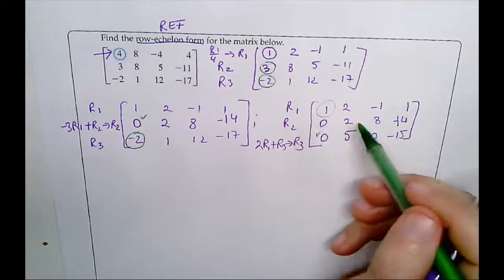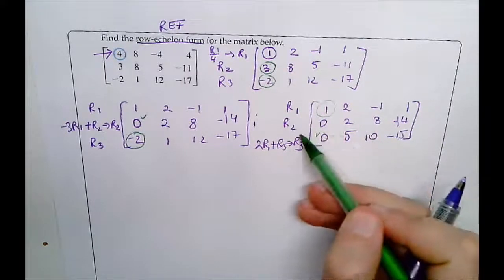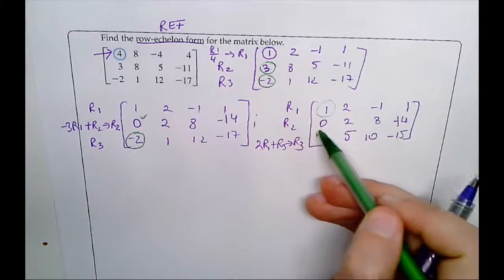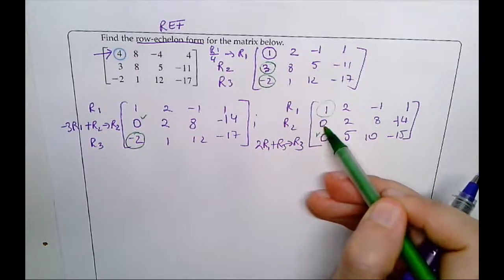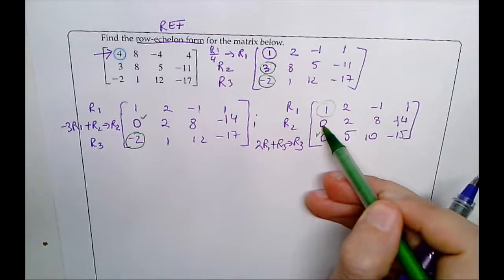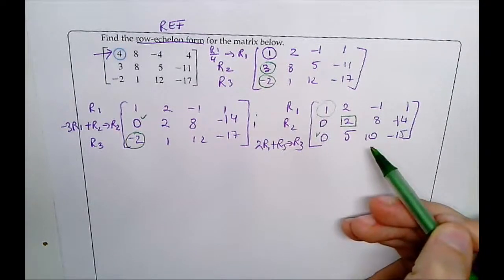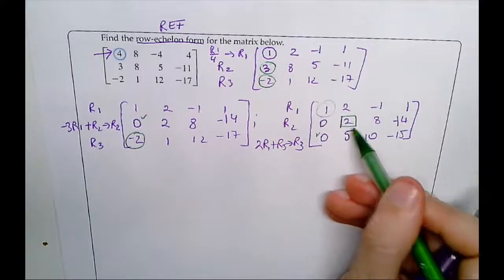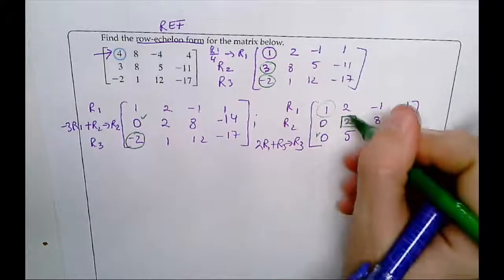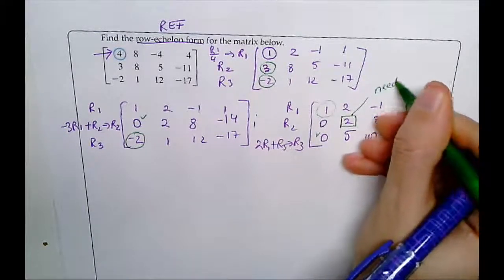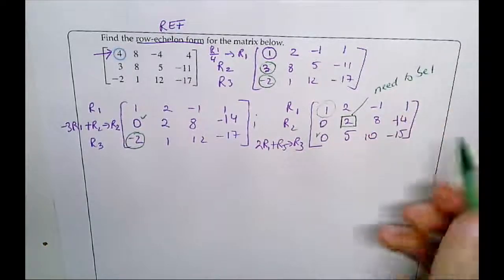I'm moving to the next row. So what is my next leading entry? Well, what's the first non-zero element in row 2? This is a 0. This is the first non-zero entry. And I need the first non-zero entry to be a 1. So this needs to be a 1. So how can I make it a 1?